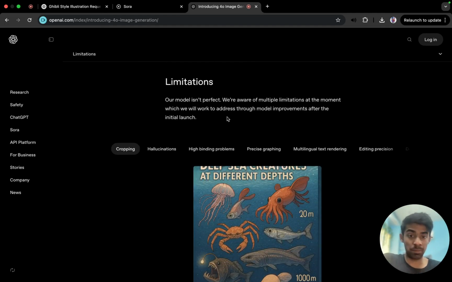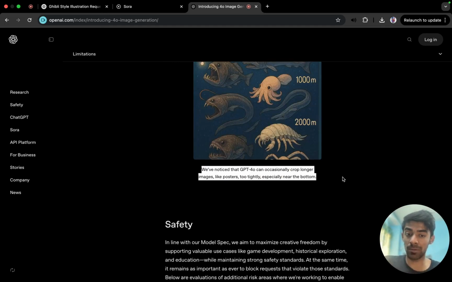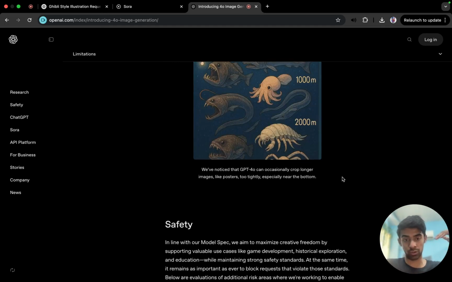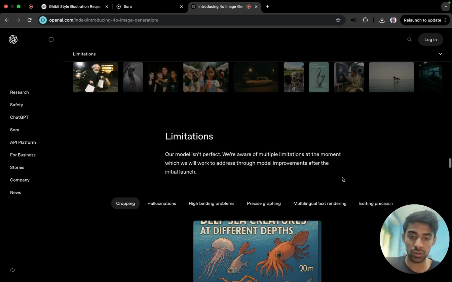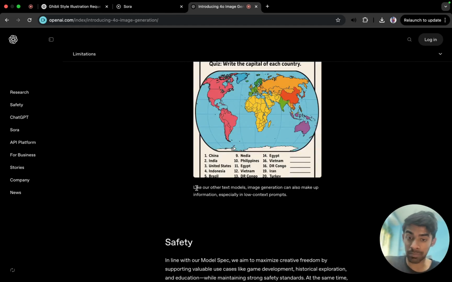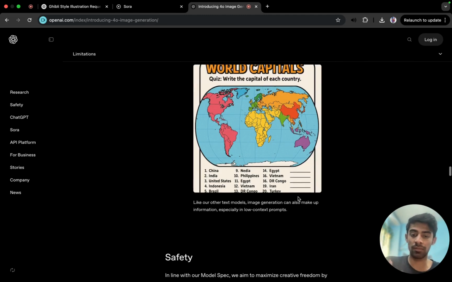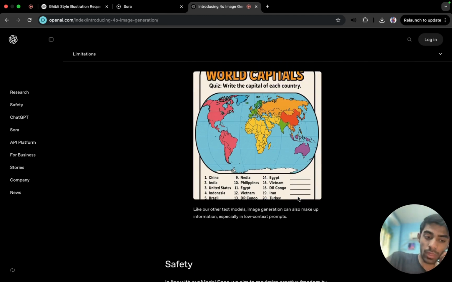Yeah, our model isn't perfect. We are aware of multiple limitations, and one of the limitations is we have noticed GPT-4o can occasionally crop longer images like posters, especially near the bottom. So it is also sometimes hallucinating. The text model's imagination can make up information. One thing is clear even in this image, that our vision models are still not good at writing text, right? It can actually write words which are not needed and which are not making sense, right?